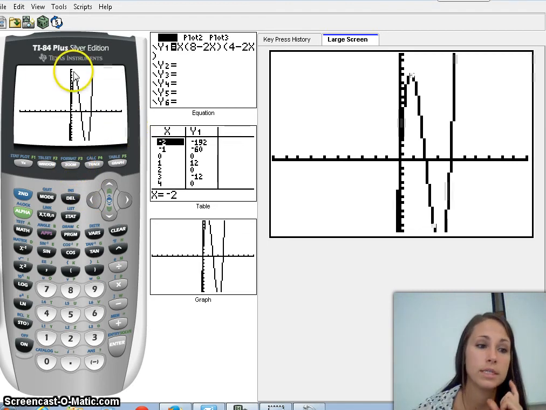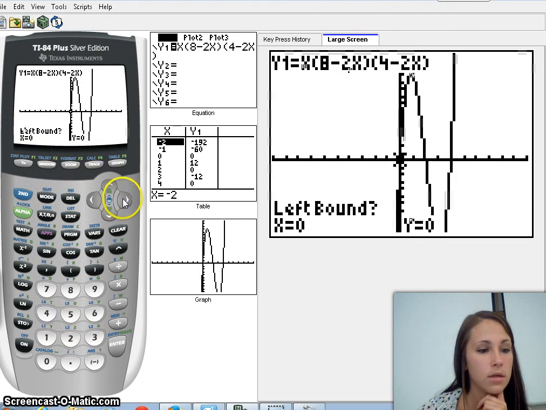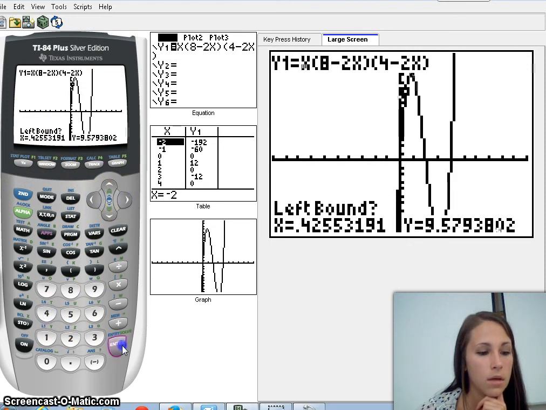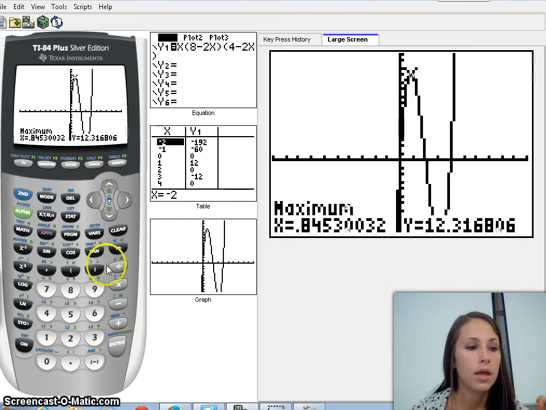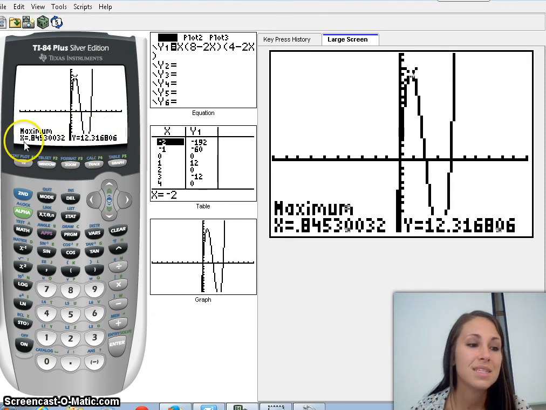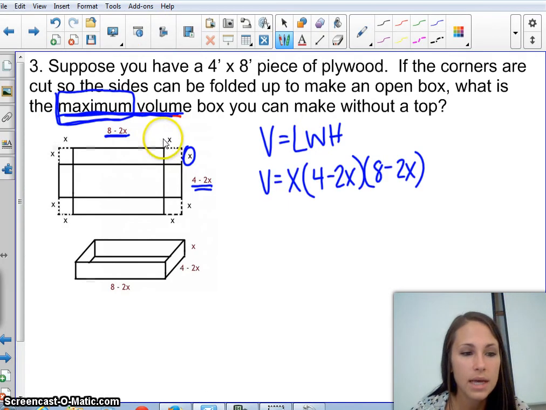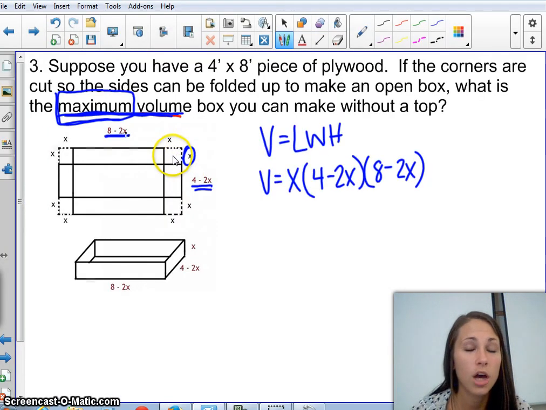Once I do that, I can see the maximum, and so that's what I'm going to find. I'm going to go to the left of the max, and then to the right of the max. The maximum volume is going to be this y coordinate. This x equals the size of that corner that we need to cut. So that 0.845 is how much we need to cut, 0.845 feet out of each corner, to get that maximum volume.